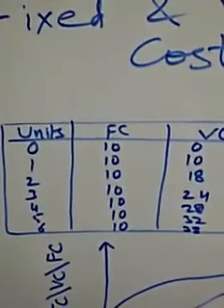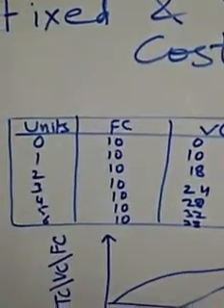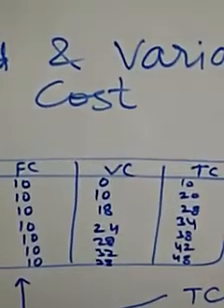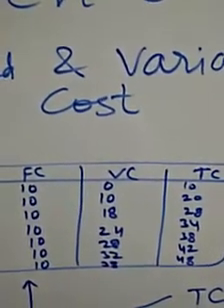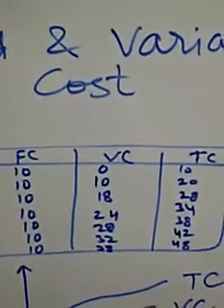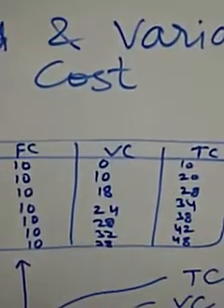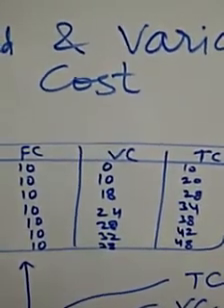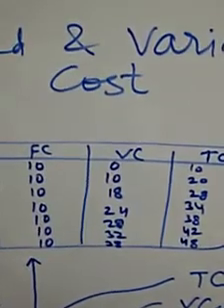Now the question is, how will we find total cost? Total cost is basically the summation of fixed cost and variable cost. If we add variable cost and fixed cost, we get total cost. In this schedule, we can easily calculate total cost: 10 plus 0 is 10, 10 plus 10 is 20, 10 plus 18 is 28, 10 plus 24 is 34, 10 plus 28 is 38, 10 plus 32 is 42 and 10 plus 38 is 48. So this is how we have completed our schedule.